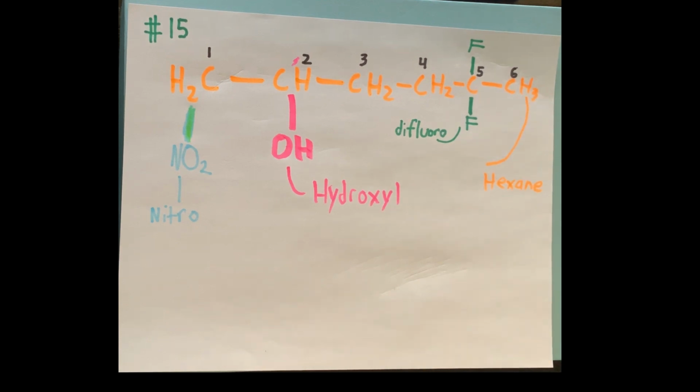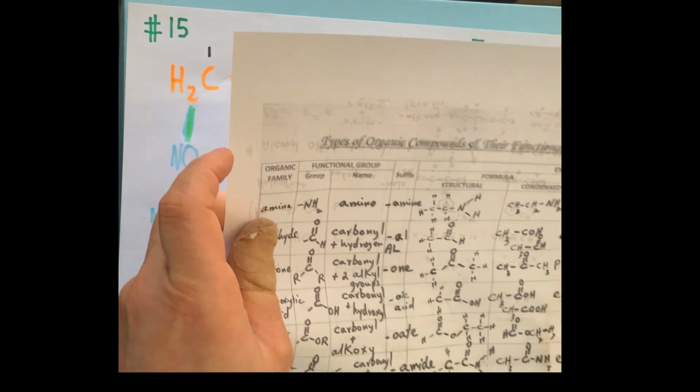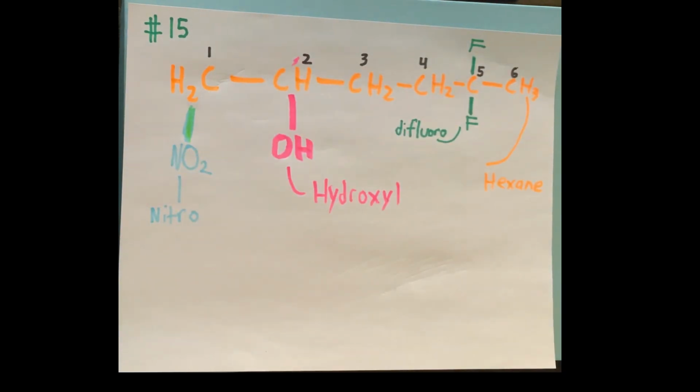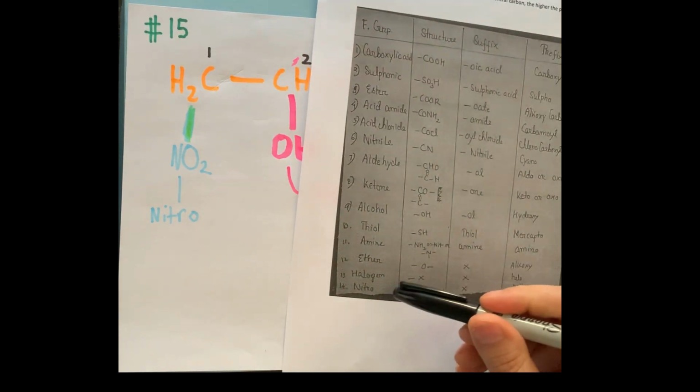So how do we put this all together? I took a look at the functional group chart we made in class, and I didn't see nitros. So I had to do a bit of searching online. And I found, with priority, that nitros are down here.